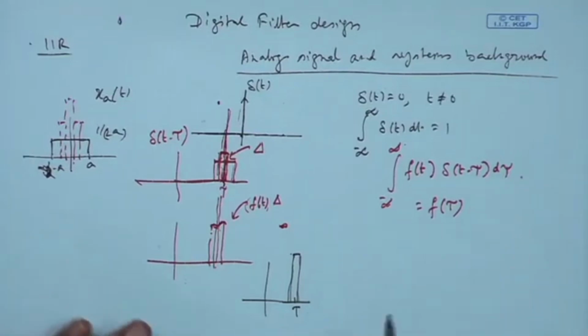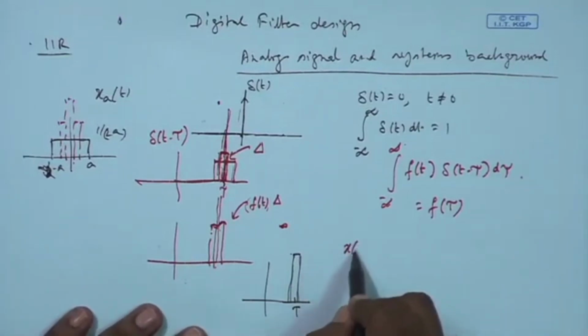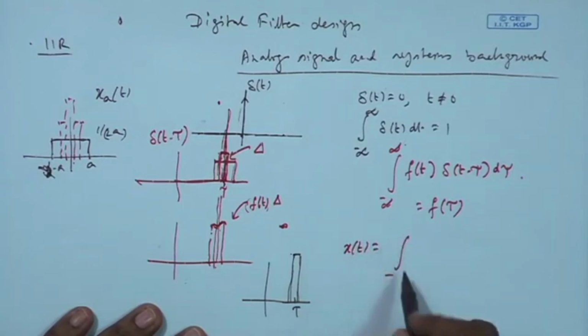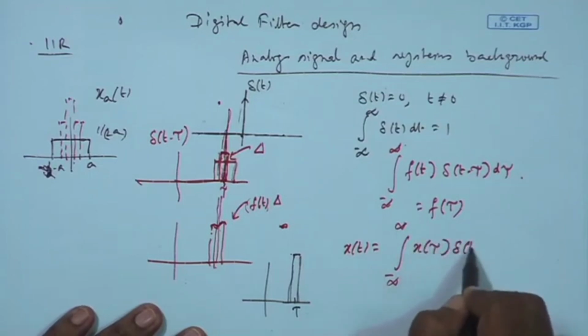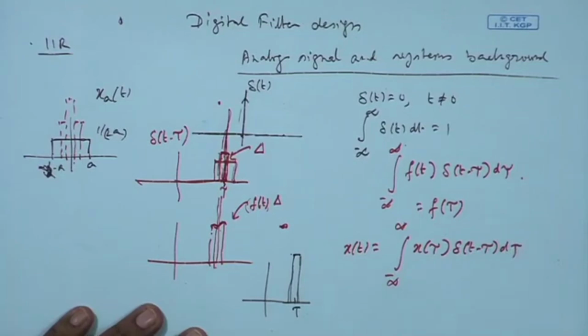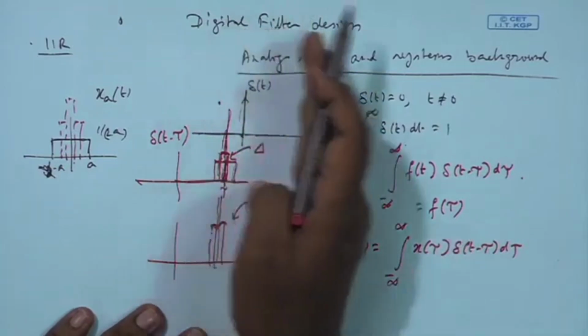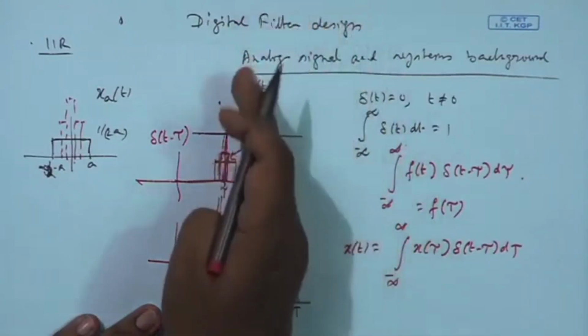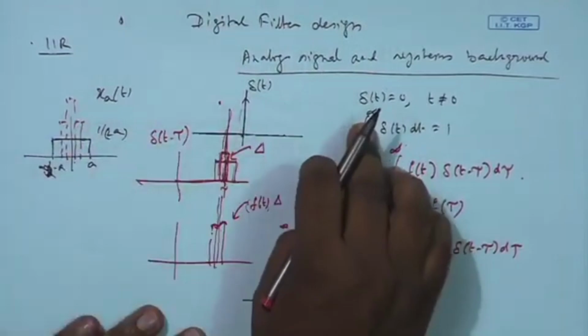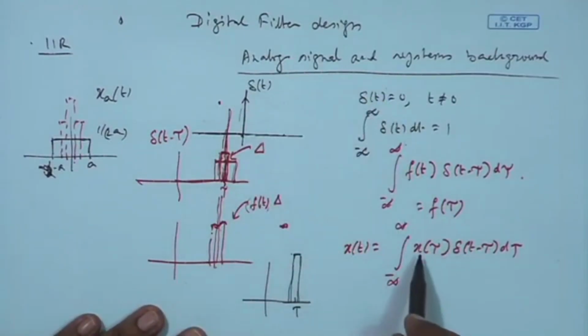This is one property. It means any function x t can be written as the integral of x tau delta t minus tau d tau, where tau varies continuously from minus infinity to infinity. So there are impulses on this axis moving as tau changes, one impulse after another, continuously moving. Each impulse is multiplied by a constant x tau, giving a linear combination of impulse functions. This is typically x t.